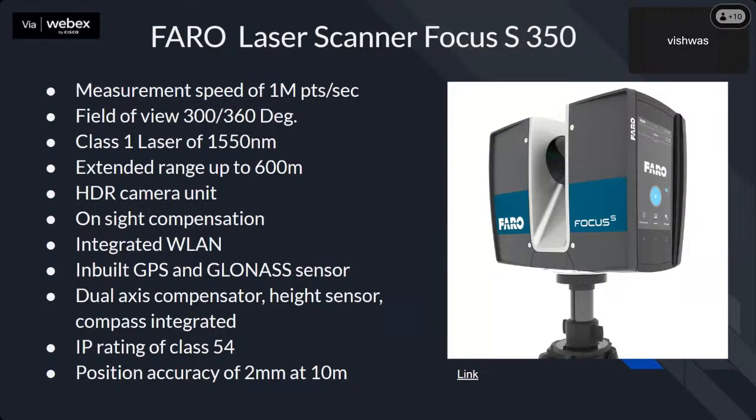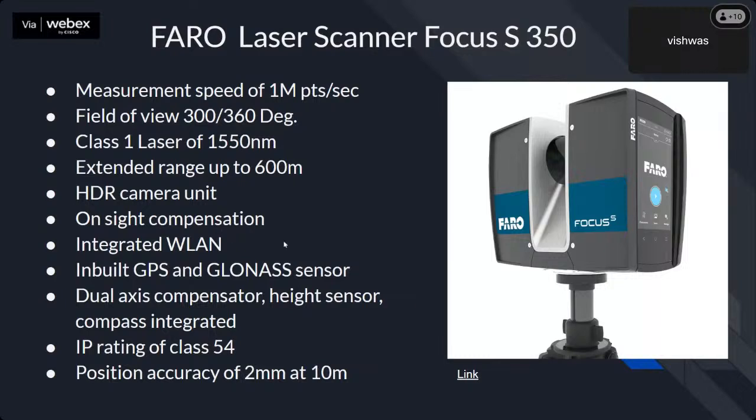So this is the Faro laser scanner that we have. I'll showcase this. It has a class 1 laser, 1550 nanometer, and it can capture up to 350 meters, extendable up to 600 meters, and it can capture up to 1 million points per second. With respect to the vertical axis, it can capture 360 degrees. With respect to the horizontal axis, it can capture 300 degrees. It has an HDR camera in it to colorize the point cloud.